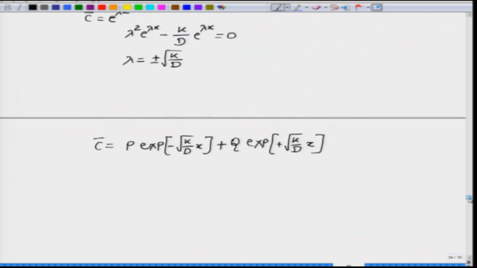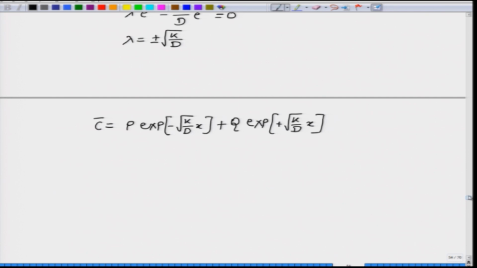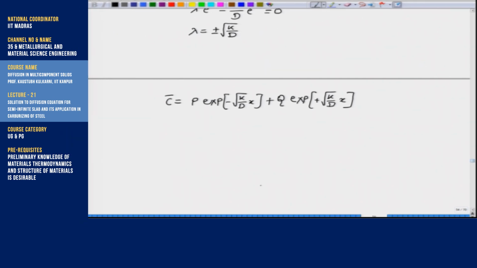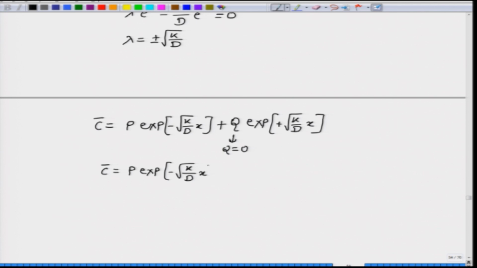Now, we have to find out these constants p and q. One constant we can straight away eliminate. Which one is that? Q, right, because our x is varying from 0 to plus infinity, and we want the concentration field to behave at all x, including at x equal to infinity, which is possible only if q is 0. So, q is 0. So, we are left with only one term, c bar equal to p exponential minus root k by d x.